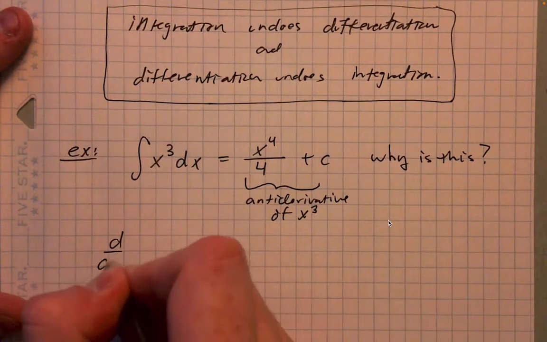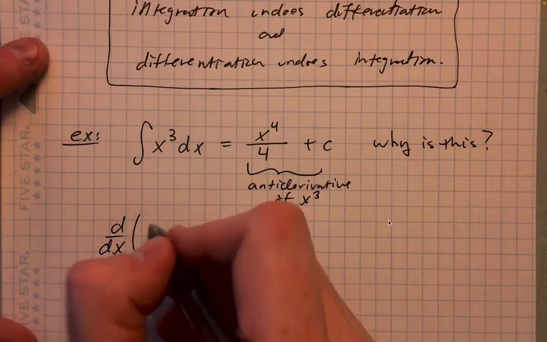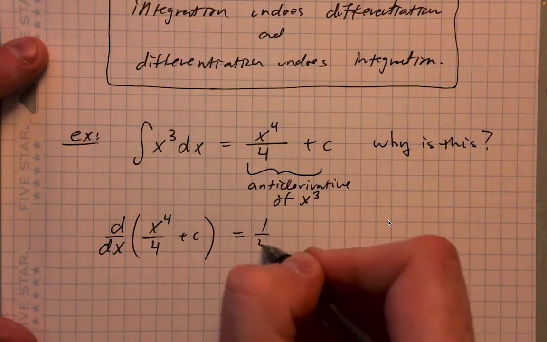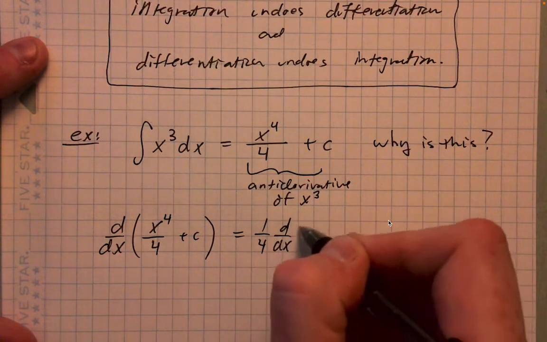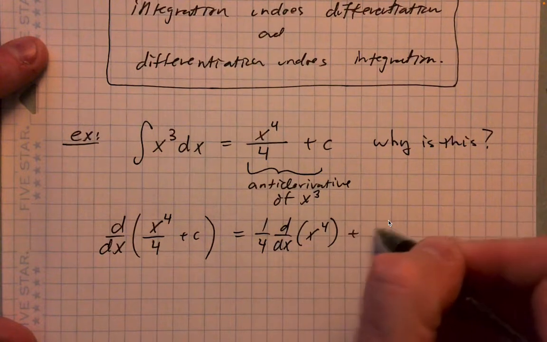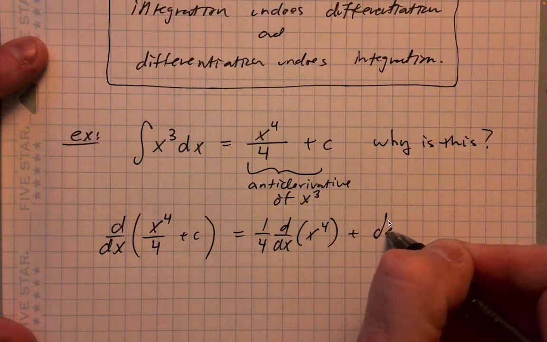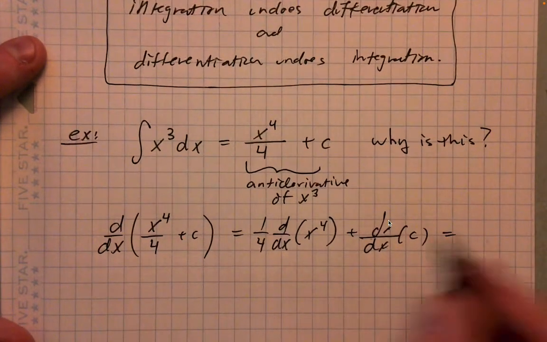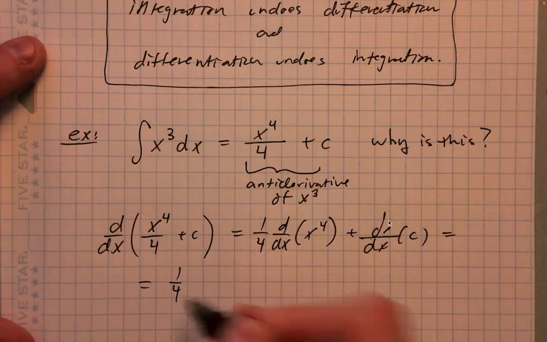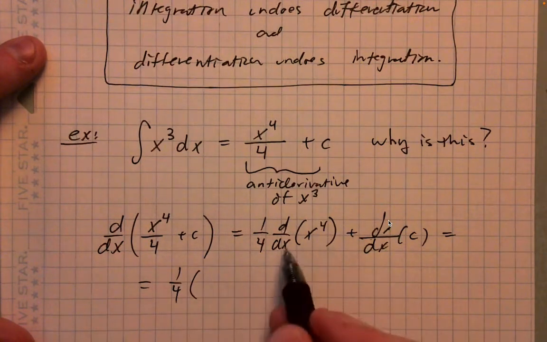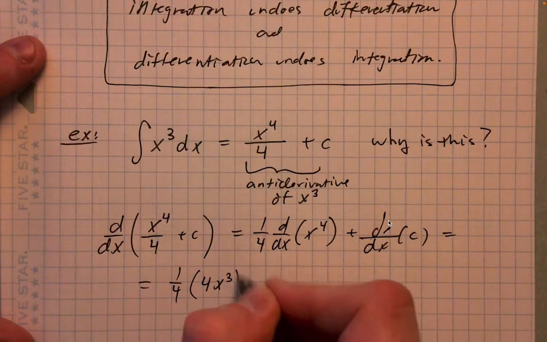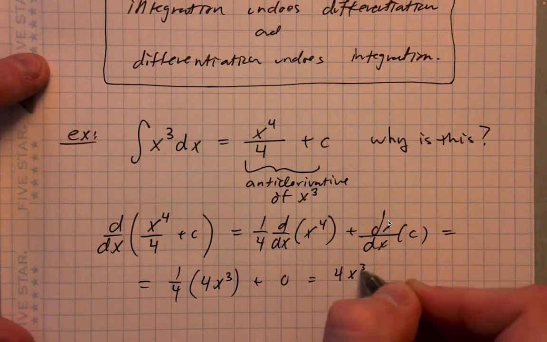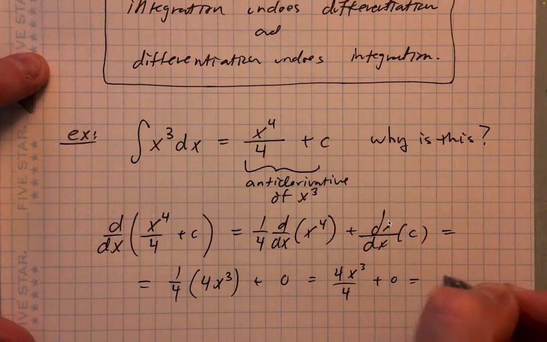How do I know that's the case? Well, I can differentiate it. If I differentiate x to the 4th over 4 plus c, I get 1/4 d/dx of x to the 4th plus d/dx of c. Of course this is 1/4. Now, when I differentiate x to the 4th, I get 4x cubed. And when I differentiate c, I just get 0. So I have 4x cubed over 4 plus 0. So I just have x cubed, don't I?